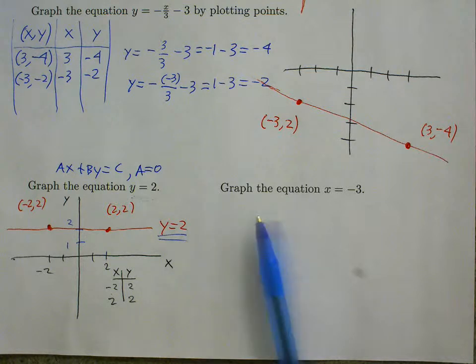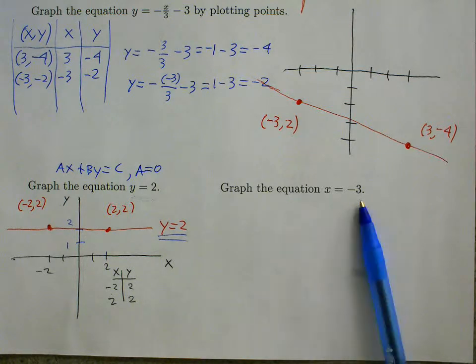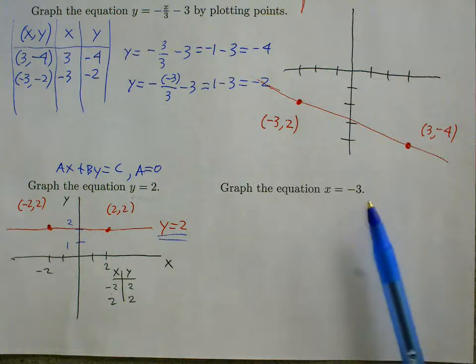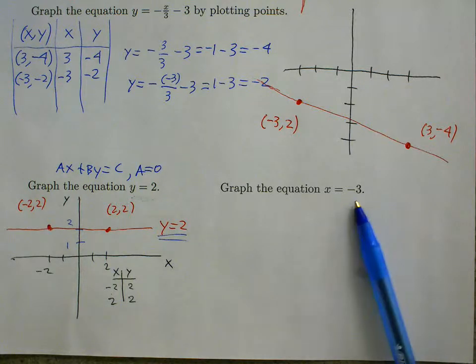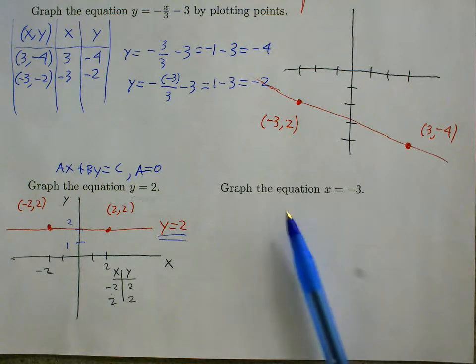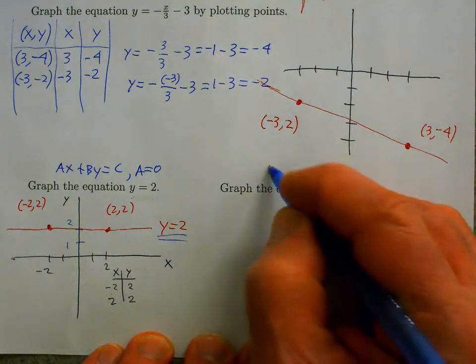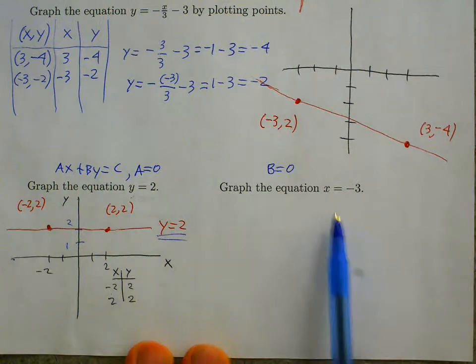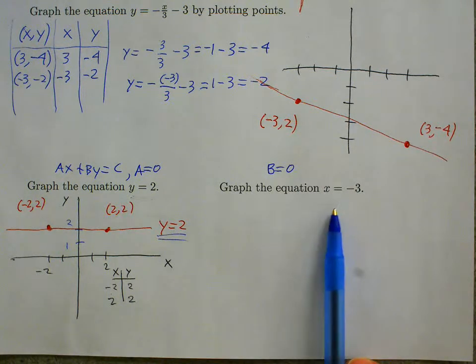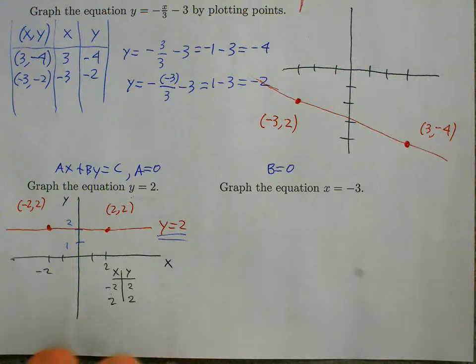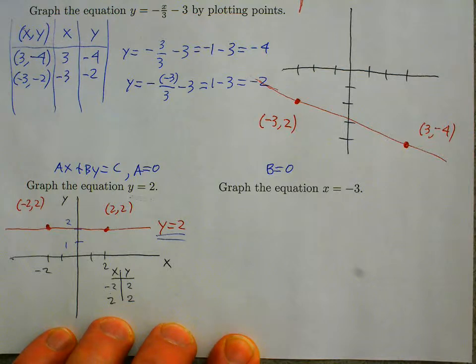Okay, what about this one? Graph the equation x equals -3. This time, if we have ax plus by equals c, b is 0. But the graph of this is a straight line in the xy plane. It's just that every point has the same x coordinate of -3.